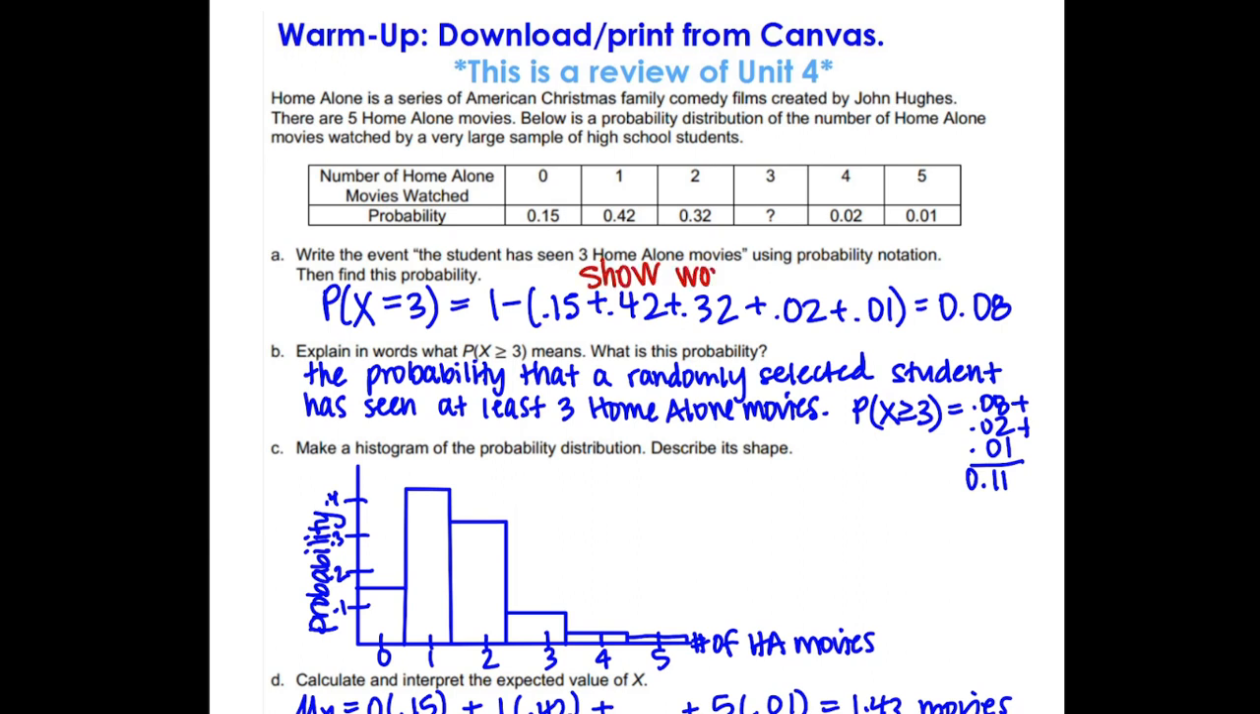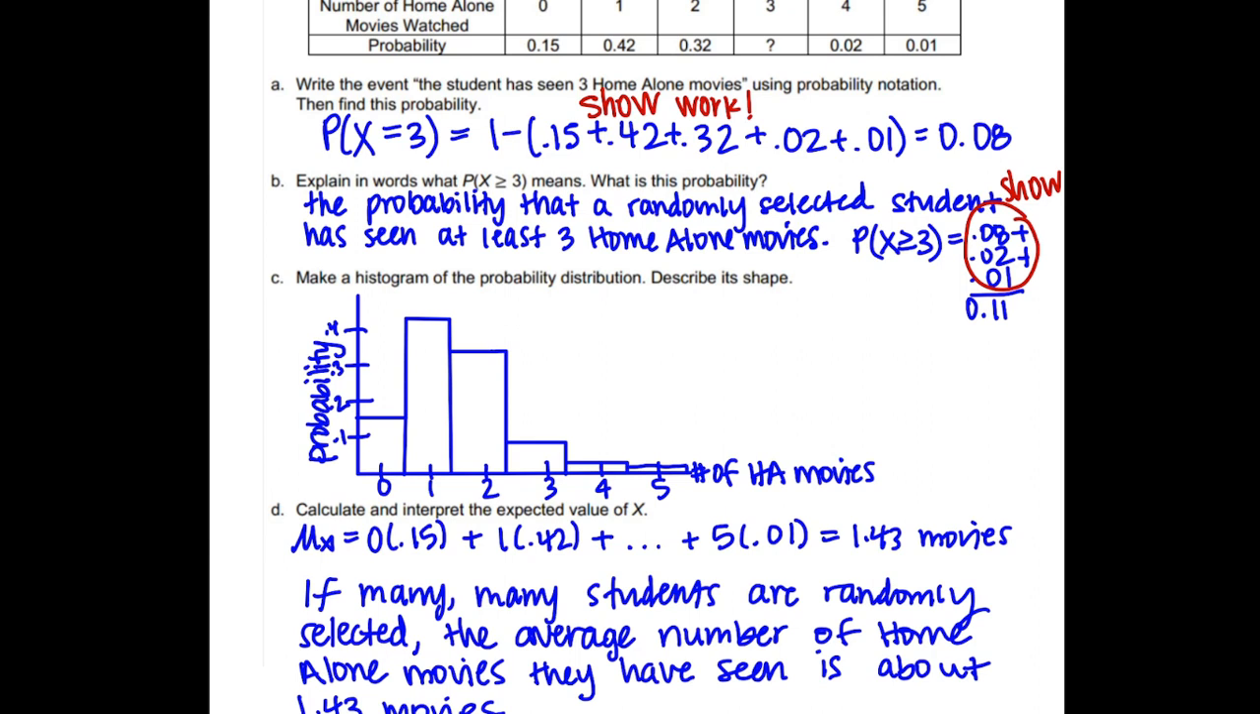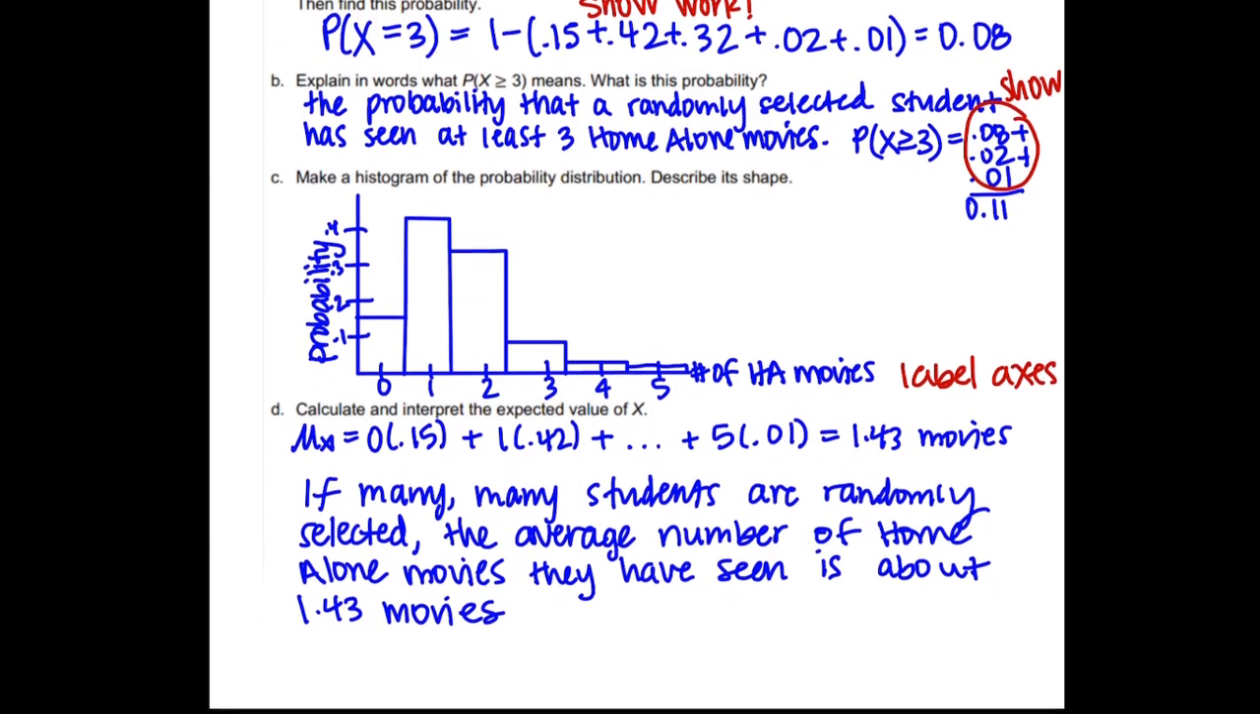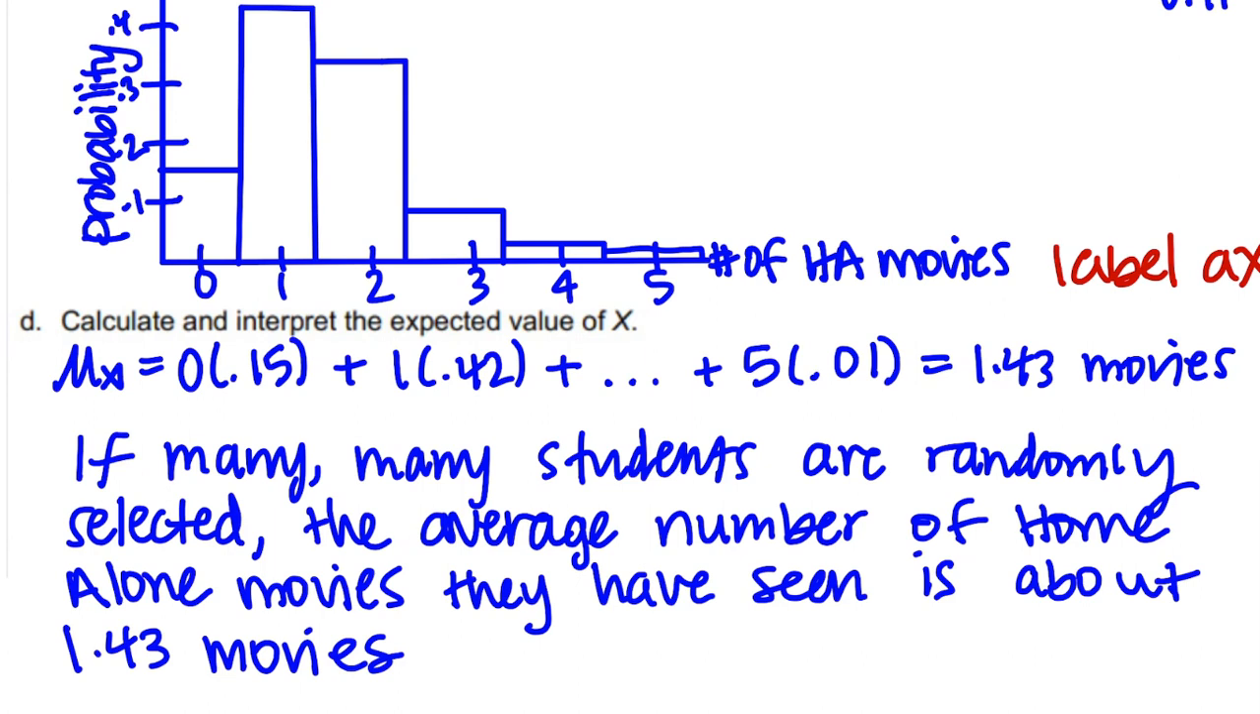So even though it might seem silly, you need to show how you got your answer of 0.08. Same thing here as well. And then for C, histogram, make sure you label the axes. That's very important. And then for letter D, the formula that we're using is on your formula sheet, E of x equals mu sub x, and it equals the sum of each x, so we use the little i for each one, times the probability for that x.